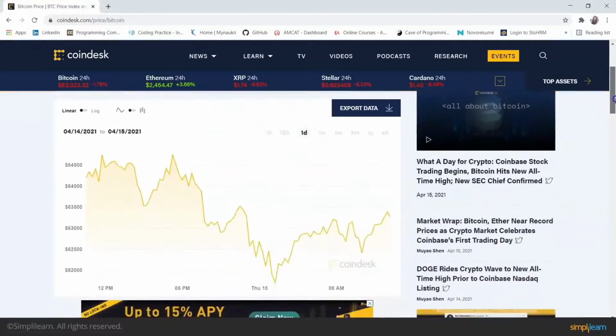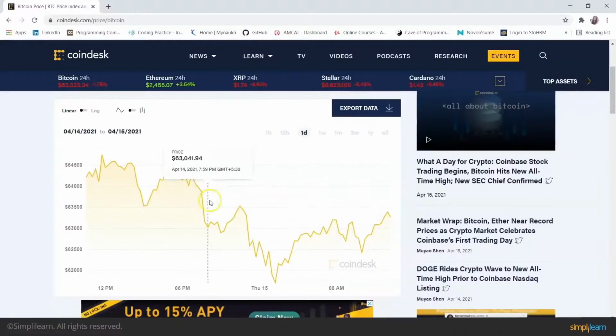Now, see this graph. This graph shows the change in Bitcoin price in a 24 hour duration. This graph shows the gradual change in the price of Bitcoin. It started from $64,439.29 on April 14 at 12 p.m. And right now, by April 15 at 6 a.m., it is at $63,189. The rate of change is minus 0.46%, which shows the change in the price of Bitcoin per hour.